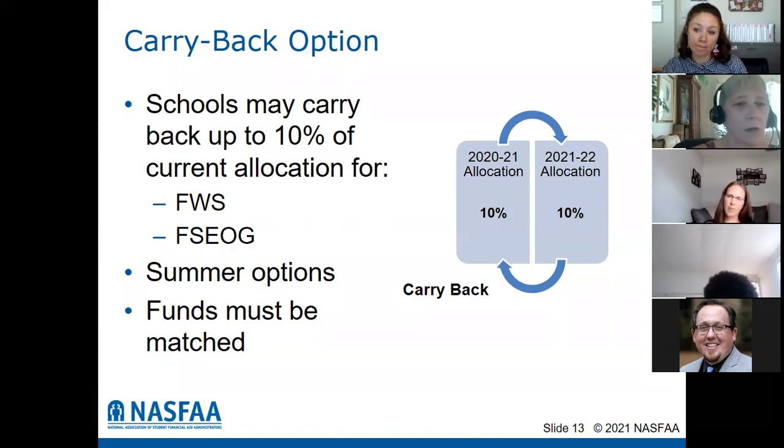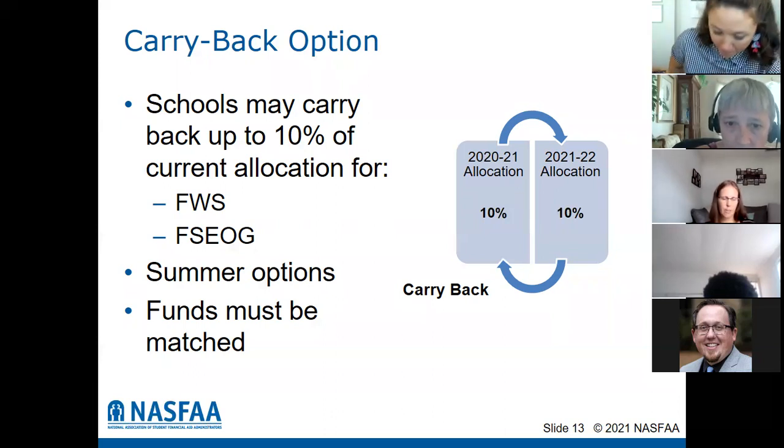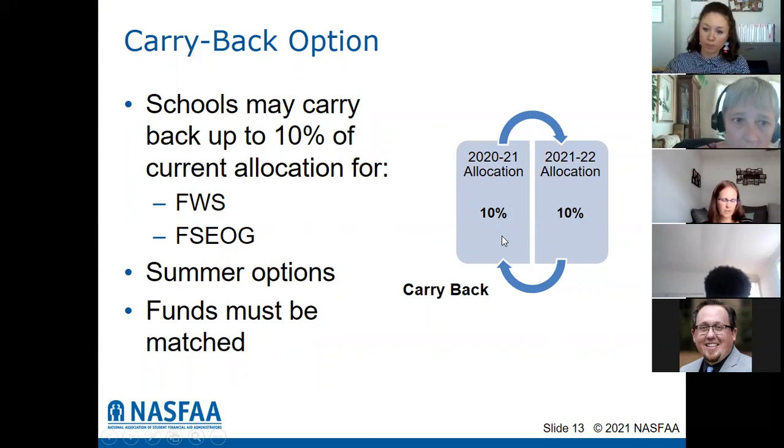So a school may carry back up to 10% of its total federal work study funds and up to 10% of its total SEOG current award year allocation. This would be used for prior award year expenditures. In other words, a school may spend up to 10% of its current federal work study or SEOG allocation for expenses incurred in the previous award year, which is where you get the carry back. You can see here, you can carry back 10%.